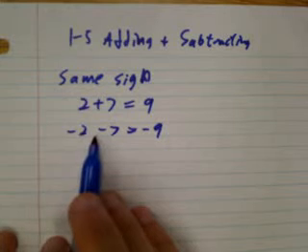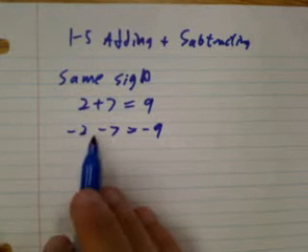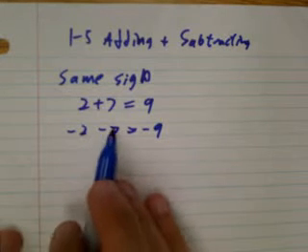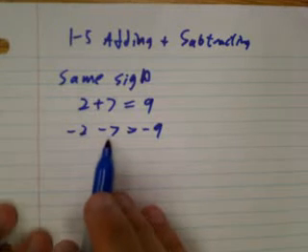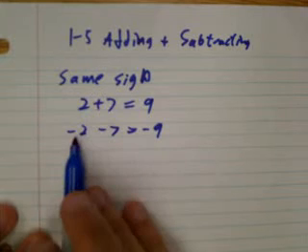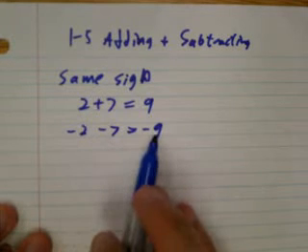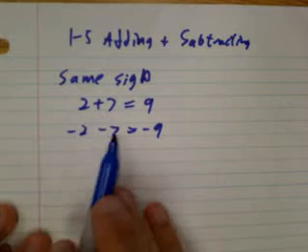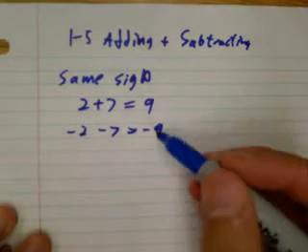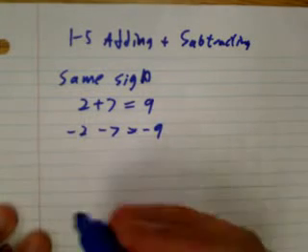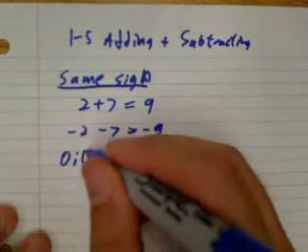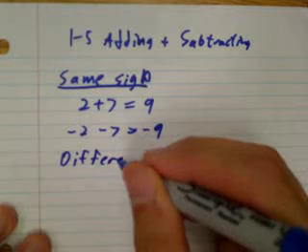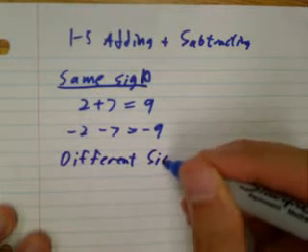Whether this is written as plus a negative 7 or just a negative 7, as long as there's only one negative sign there, we think of that second number as a negative number. So 2 plus 7 is 9, and negative 2 minus 7 is negative 9. Both of these numbers are positive, both of these numbers are negative. The same result, you just carry the sign. The other case would be if you have a different sign.